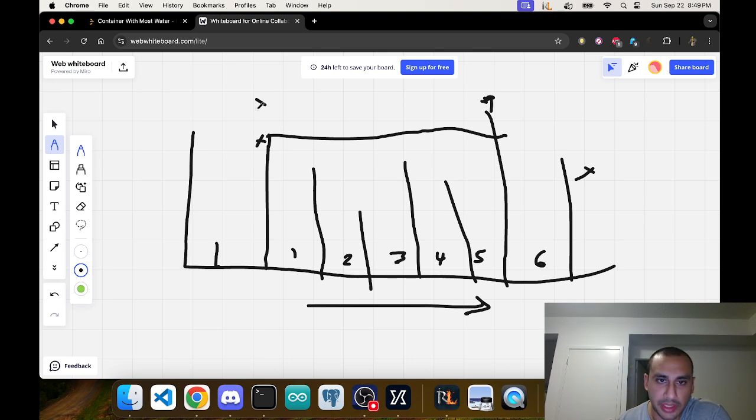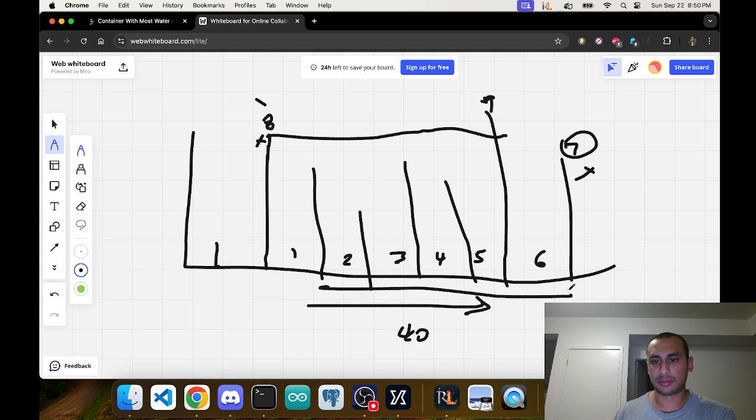So if you go 8, let's say this is 8, 8 times 5 is 40, right? Let's say this is 7. 7 is smaller than 8, so you take the minimum height between 2 points, and then you get, it'll be times 6 now. 7 times 6 equals 42.